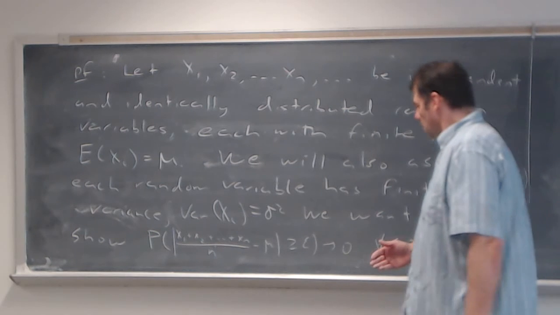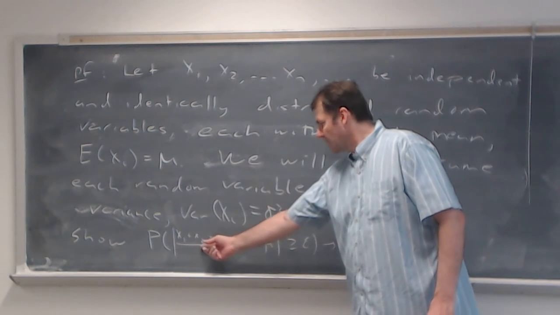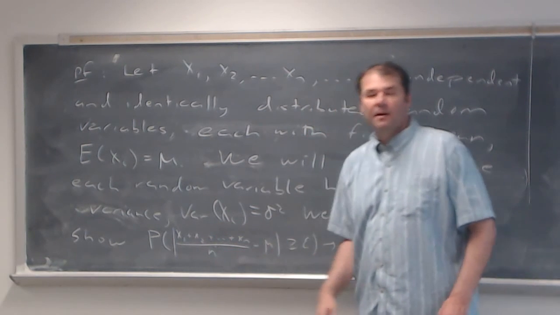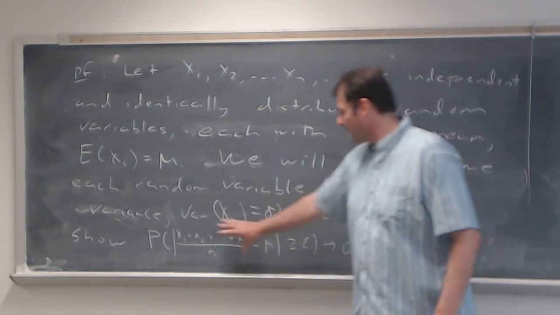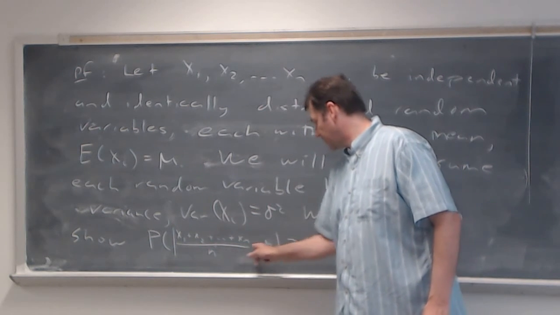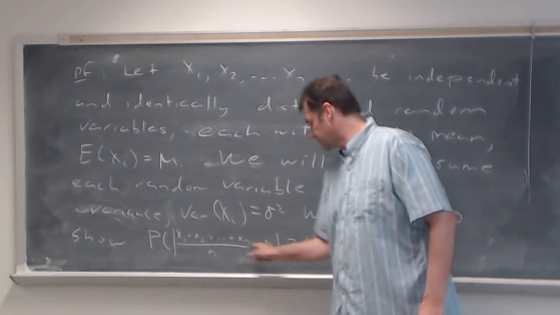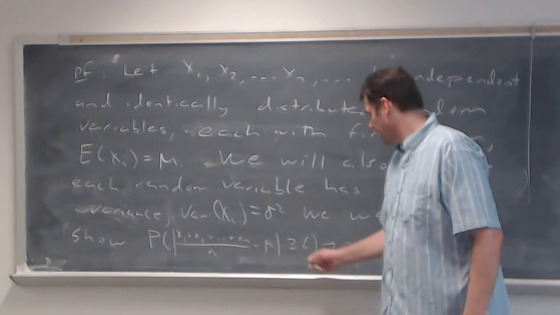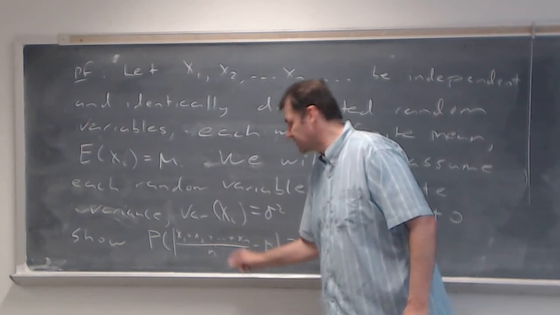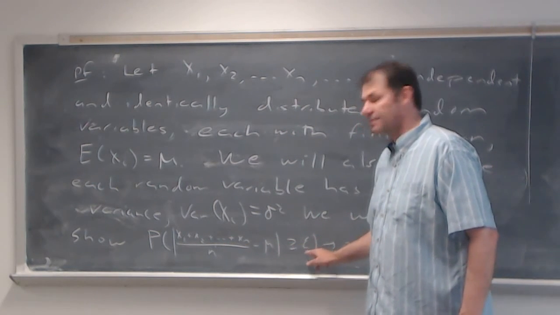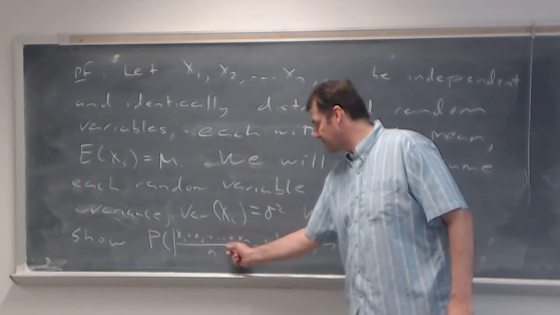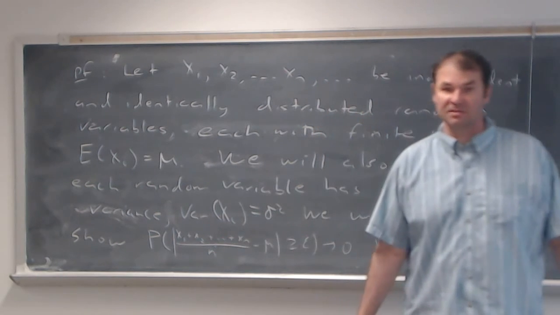I haven't let epsilon be greater than zero yet. But X1 plus all the way up to Xn over n is going to be, for Chebyshev's inequality, like my random variable X. We've got to make sure the mean of this particular function is mu, so that I can apply Chebyshev's inequality, which bounds the probability by the variance of this quantity over epsilon squared. So I need to verify that the expected value of this is mu and find what the variance of this is. Those are my two goals.